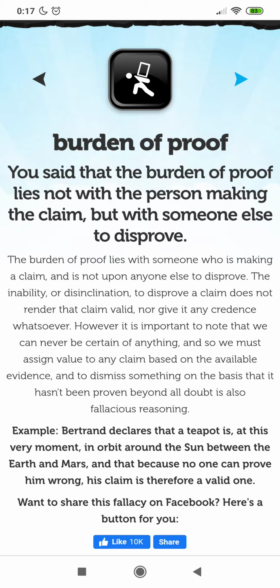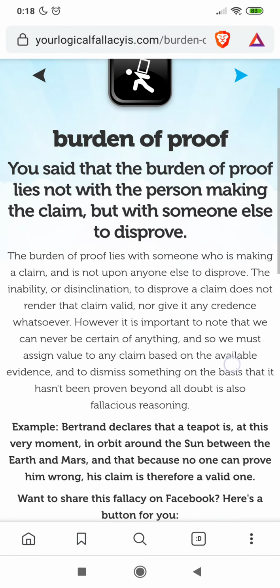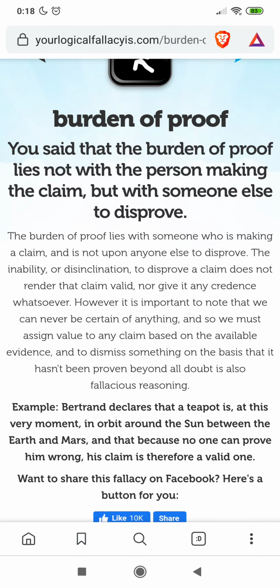Example: Bertrand declares that a teapot is at this very moment in orbit around the Sun, between the Earth and Mars, and that because no one can prove him wrong, his claim is therefore a valid one.